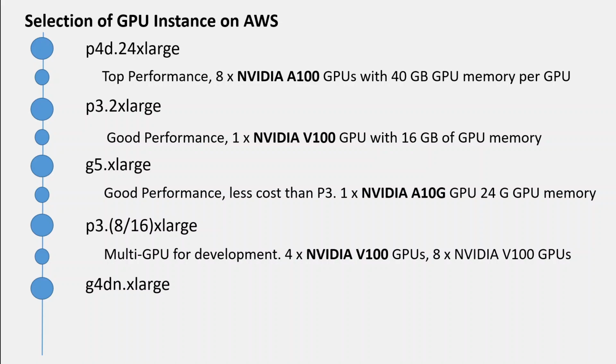But similarly, if you want to deploy this in production and your large language model is really, really data intensive, then go with the P4 family instead of P3.